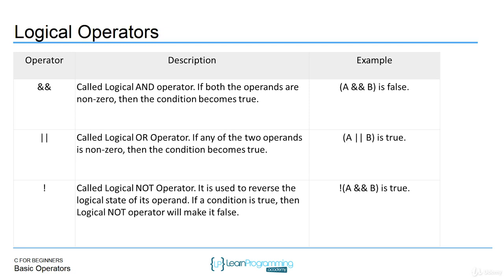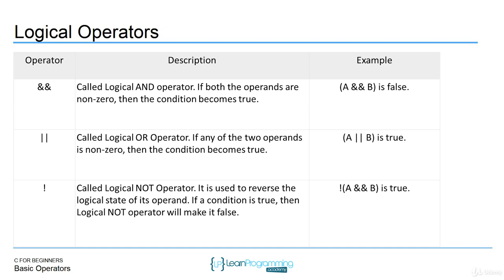So the symbols that represent logical operators are the ampersand, the two parallel bars, and the exclamation point. The ampersand is called a logical AND operator. It's also an infix operator that takes two operands, one on the left, one on the right. Basically, if each operand is non-zero, then the condition becomes true. And non-zero means 1, which means true.